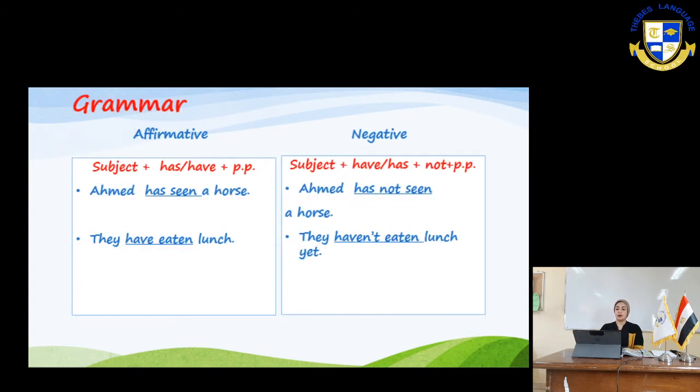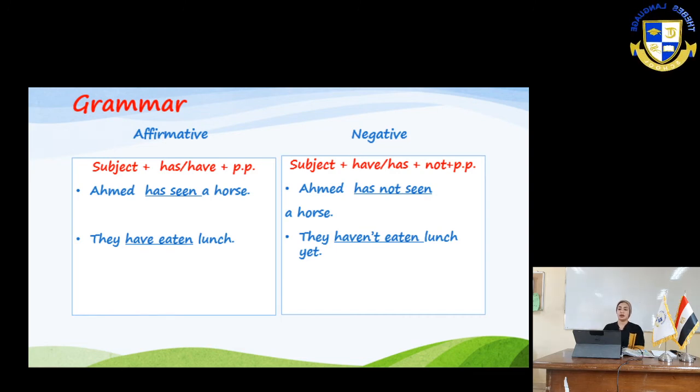Okay, the affirmative here consists of subject, and subject means pronoun or noun, plus has or have, plus PP. What's PP? PP means past participle, and past participle means the third form of the verb. You know that we have verb stem, this is the first form, and we have past simple, this is the second form, and past participle for the third form. PP is the abbreviation of past participle.